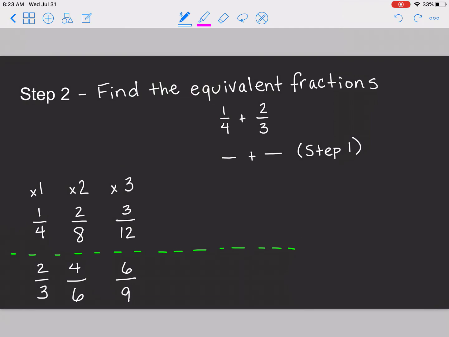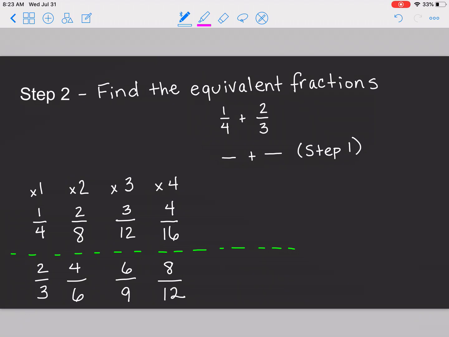So next I'm going to multiply by 4. Again, go all the way back to your first fraction, 1/4. So 4 times the numerator 1 is 4. 4 times the denominator 4 is 16. Then I'm going to drop down to 2/3. 4 times 2 is 8. 4 times 3 is 12.